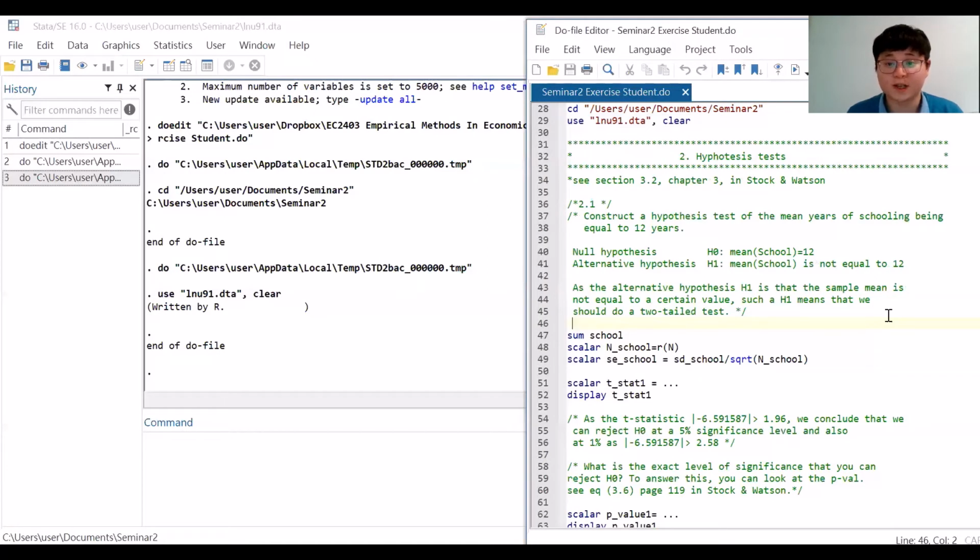As you can see, if the alternative hypothesis is that the sample mean is not equal to a certain value, then we should do a two-tailed test. So it's two-sided because it just means not equal.